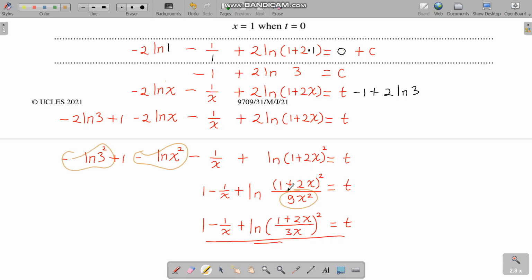So 9 and x squared. Alright, after we combine the logarithms, we get this. And yeah, well, this is actually 3x all squared, so we can actually combine it like this also. Right, this is in the simplest form, t in terms of x.